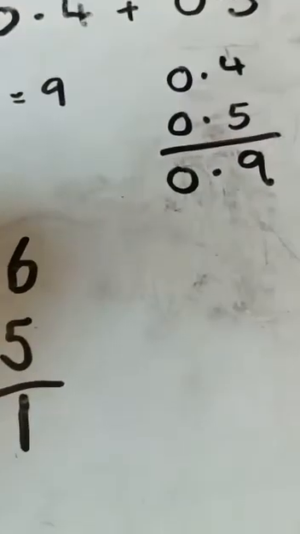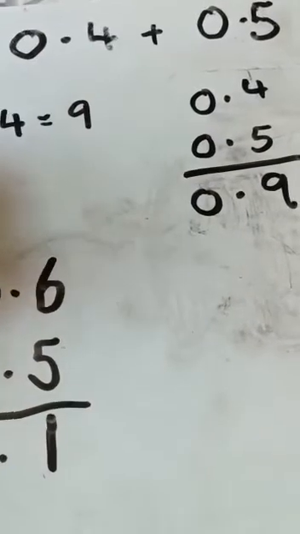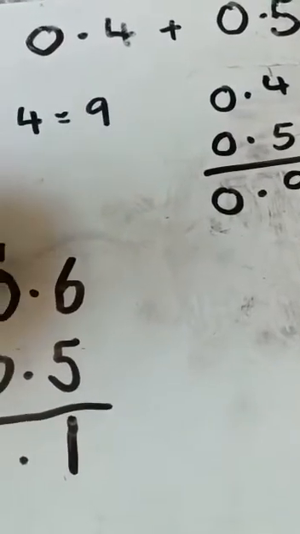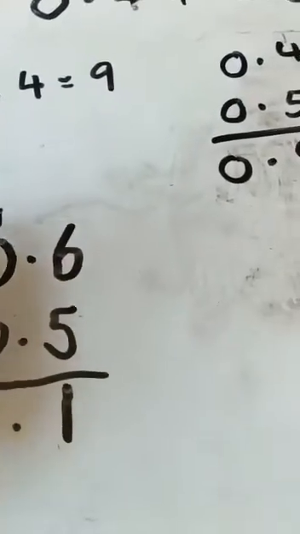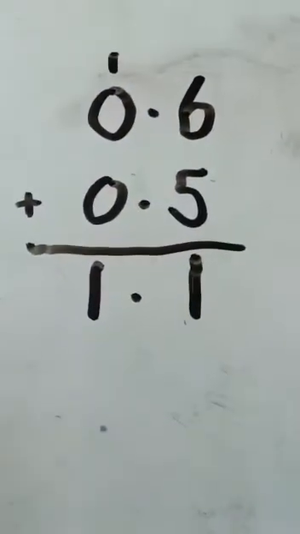6 plus 5 is 11. We put the 1 unit there and carry the 1 over across the decimal point. So 1 plus 0 is 1. So the answer is 1.1 kilograms.